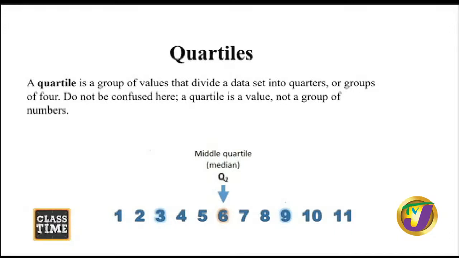So here we have a set of numbers from 1 to 11. And we're seeing here that 6 would be our middle quartile. So here 6 being our middle quartile, we call it our median, and we represent it using Q2. And if we look at the 6, we realize that we have 5 numbers to the left and 5 numbers to the right. Do you think there are any more quartiles here? Well, let us check.